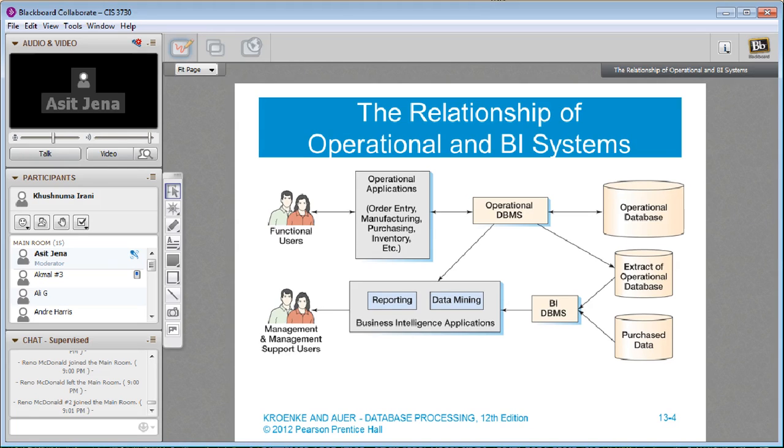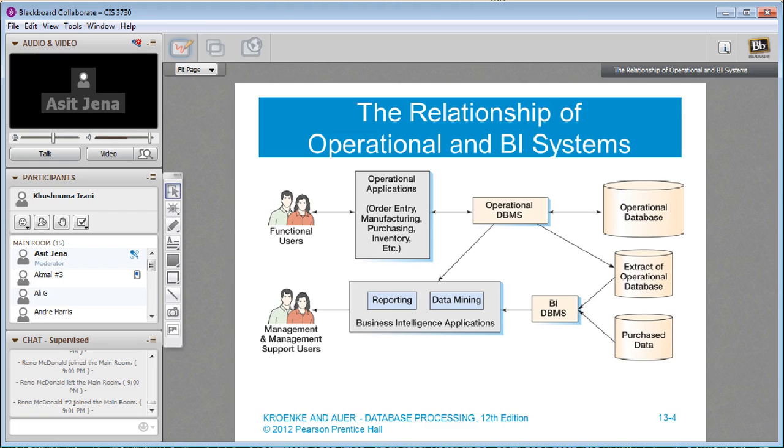The operational database, you can do some reporting on operational databases and do data mining, business applications. But this particular error usually doesn't happen. Usually what we do is we get rid of this error. We take the operational database and create an extract of operational databases. Here, what we do is we get the extract, we get some data to supplement it, then we create a BI DBMS, and from the BI, we do reporting and data mining.